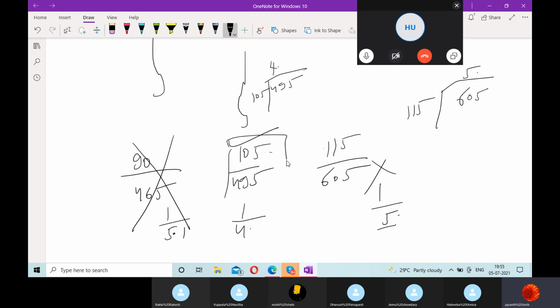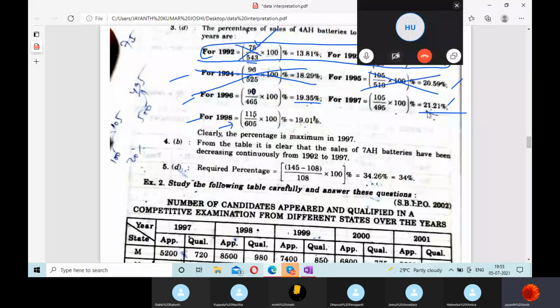So what is the answer? 105 by 495. That is 21.11. This is the answer. All of you just make a note of this.